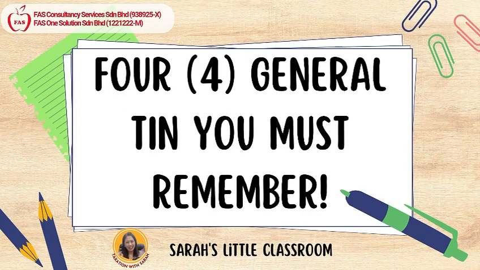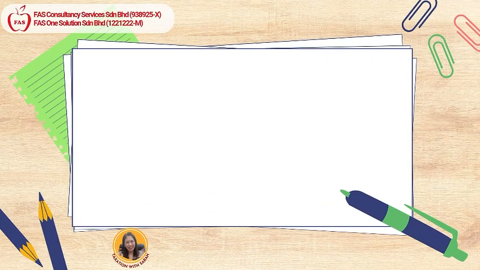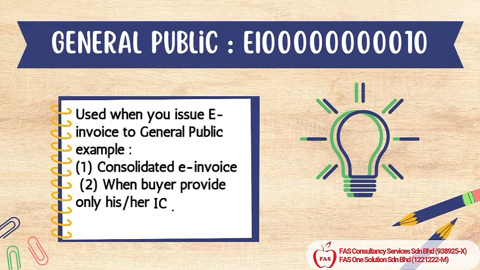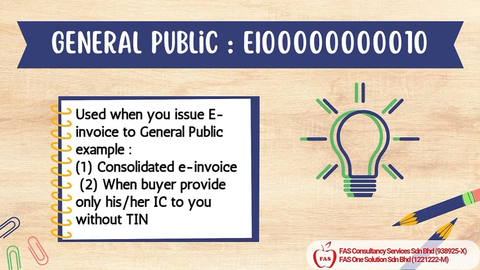For General TIN, you must remember General Public EI 9010. Used when you issue e-invoice to General Public. Example 1. Consolidated e-invoice. 2. When buyer provide only his/her IC to you without TIN.